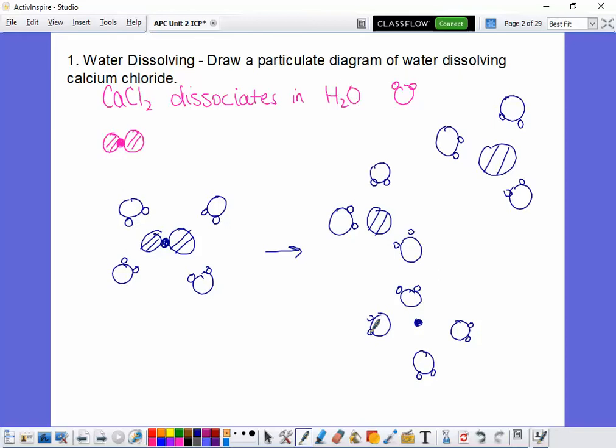Questions? Is there a difference between why calcium is surrounded by 4 but chloride? No, it was just the way I was drawing it. So the number of water molecules around it really doesn't matter, because there's a bunch of other water molecules in this solution as well, we just didn't draw them.